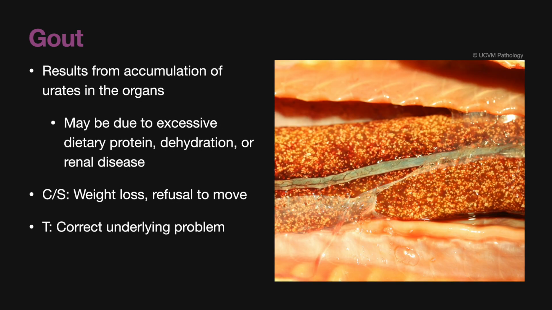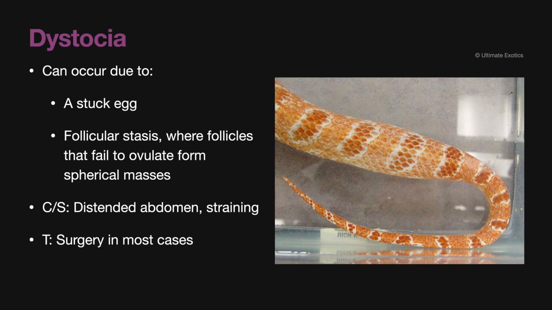Gout results from accumulation of urates in the organs due to excessive dietary protein, dehydration, or renal disease. Clinical signs include weight loss and refusal to move. Treatment typically involves correcting the underlying problem.